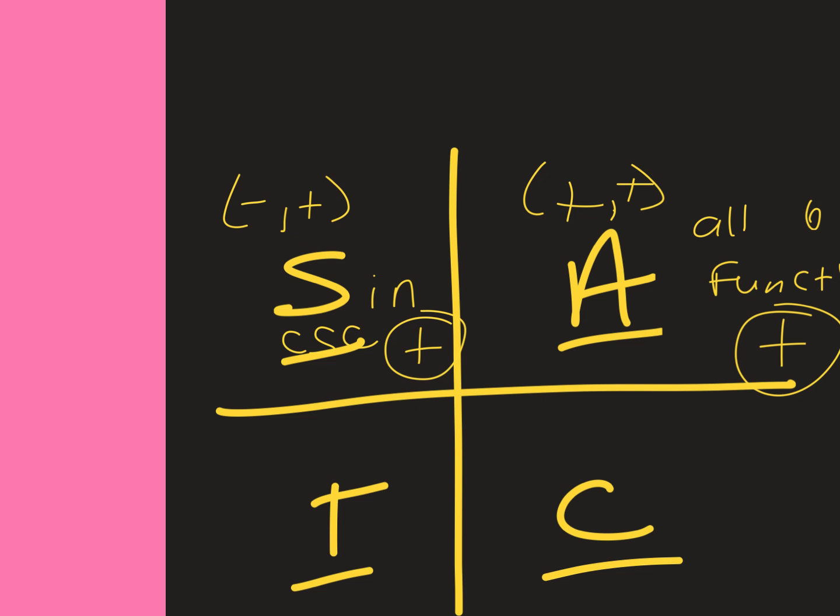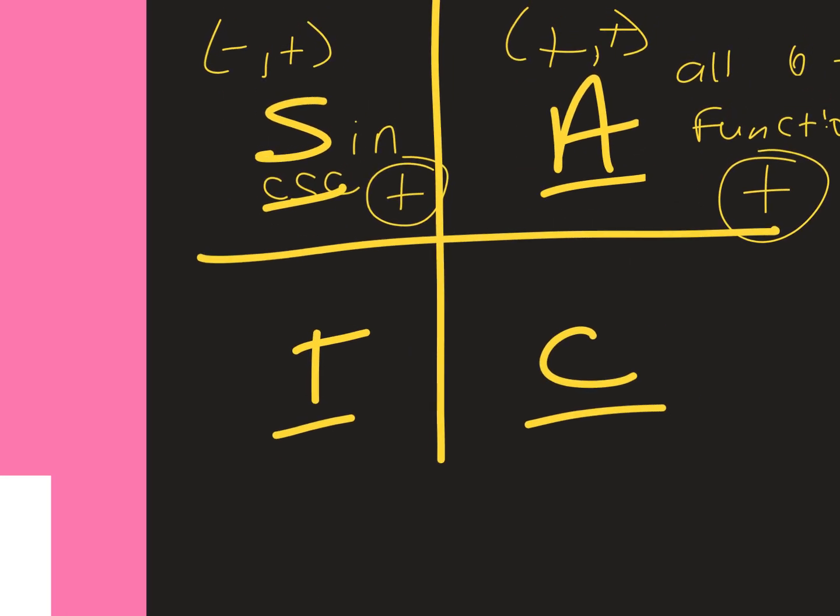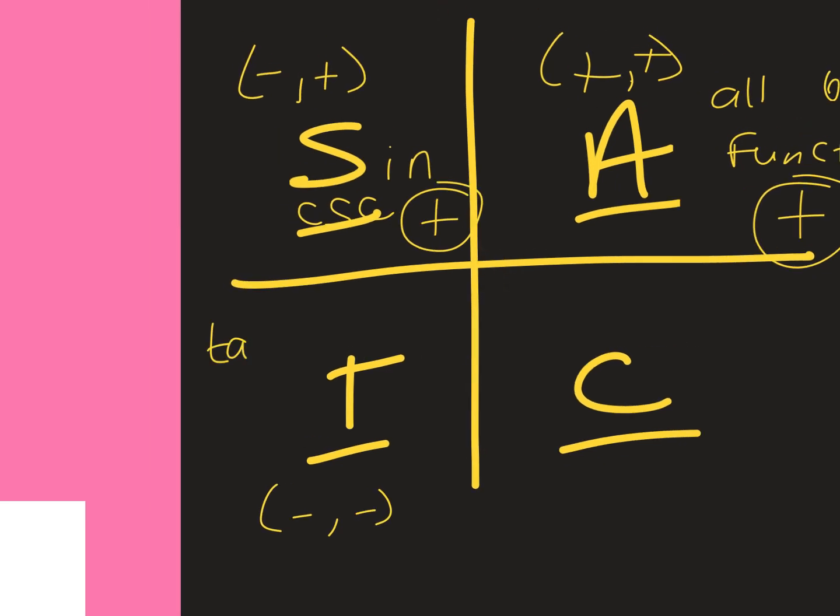In the third quadrant, guys, what are the signs? Negative, negative. So let's think about this for a second. What trig function and its reciprocal do you think are positive in the third quadrant? Tangent and cotangent. Tangent and its reciprocal are positive. Everything else is negative.